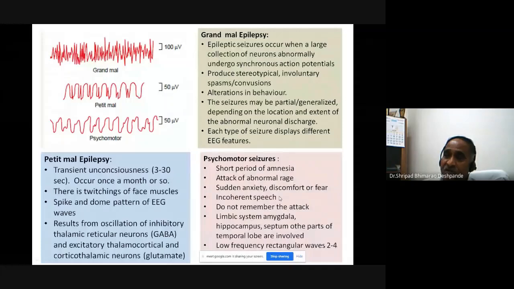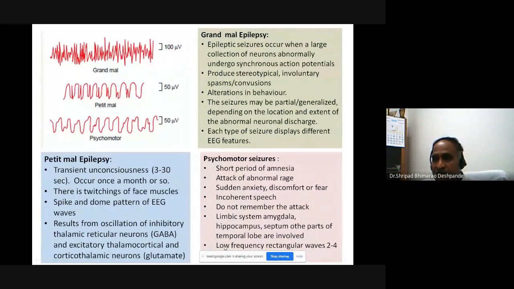Sometimes he may try to give a speech which does not carry any meaning, or which may be abusive, or which you might not have heard that a particular person is speaking such a word. So that is a psychomotor seizure, and then he does not remember what happened during this period, and even after that also there is some period of memory loss. Now this is usually associated with the limbic system. The parts are amygdala, hippocampus, septum, and other parts of the temporal lobe. They are involved.